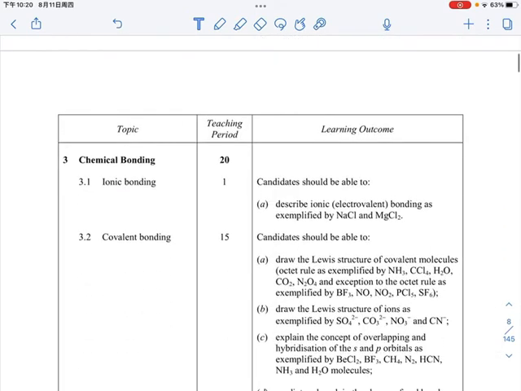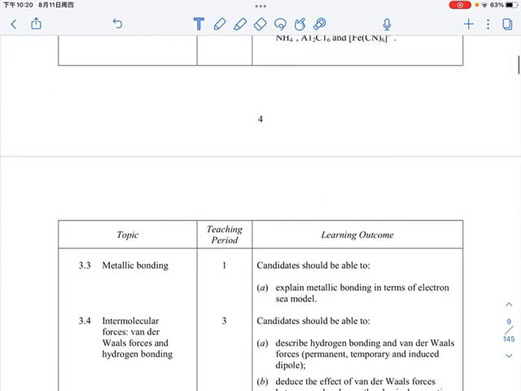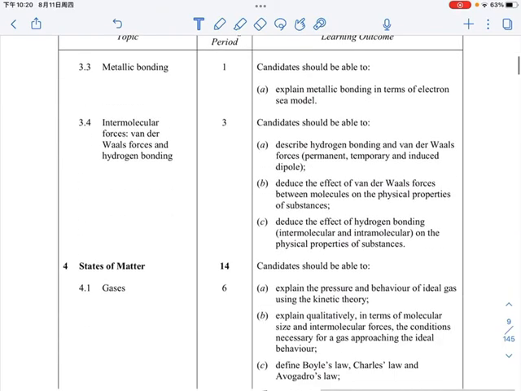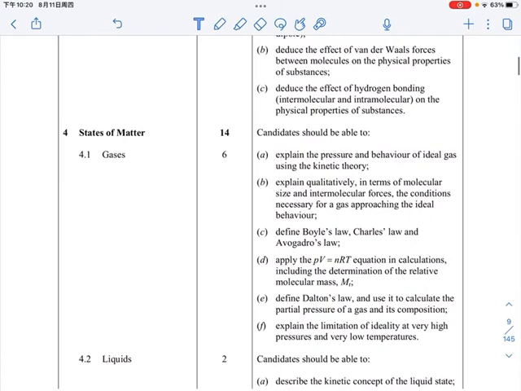Okay. Number 3, chemical bondings. I believe you have a little bit of knowledge in this topic, like the ionic bonding, covalent bonding, the hydrogen bond, this kind of things. I will teach you one by one, so you don't need to worry. Metallic bonding, intermolecular force, which is the van der Waals forces, and also the hydrogen bond. Number 4, states of matter.